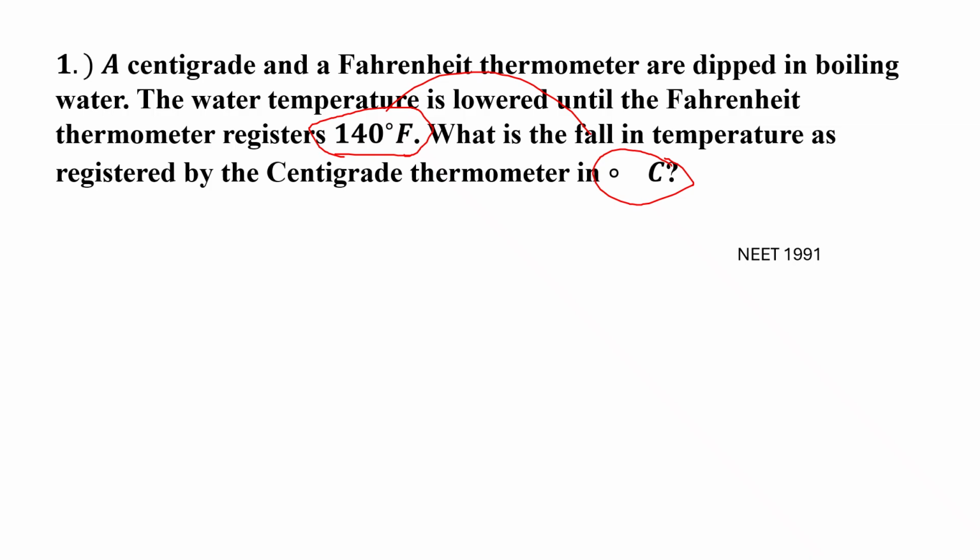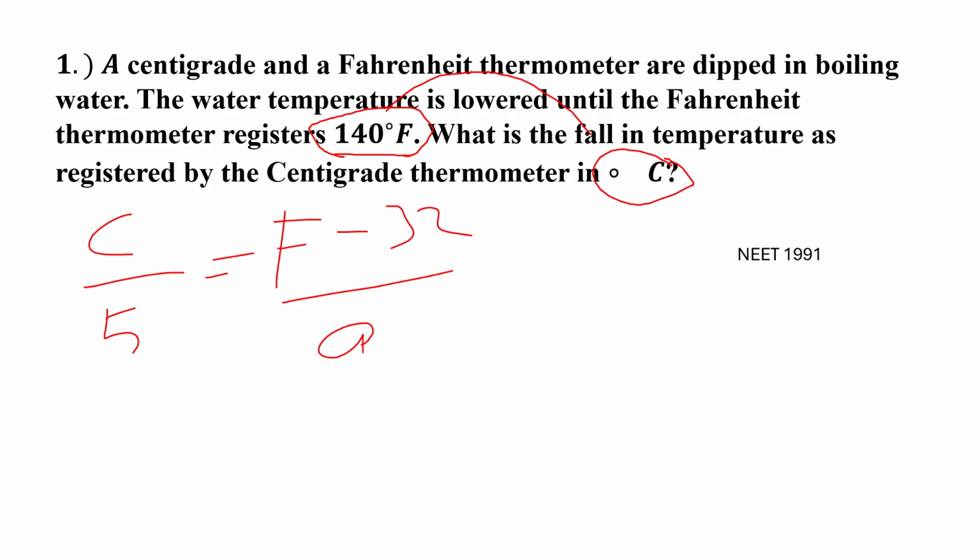This is our task. What is the formula for converting Fahrenheit to degrees Celsius? There is one formula, which is C by 5 equal to F minus 32 divided by 9. From this formula, we can solve. The Fahrenheit is 140, so just put 140 minus 32 divided by 9.